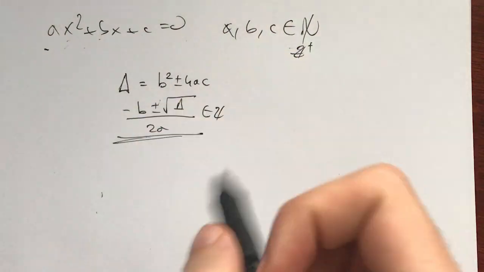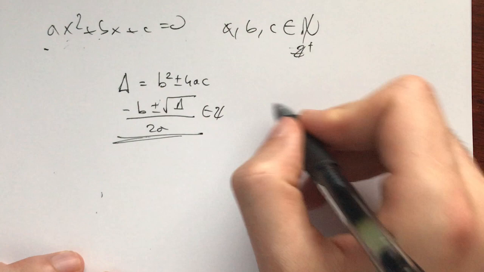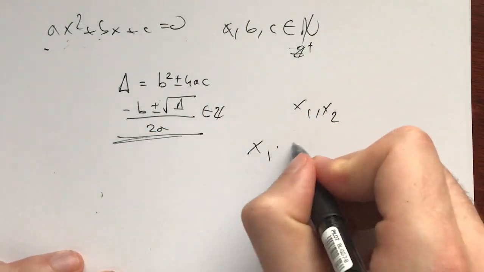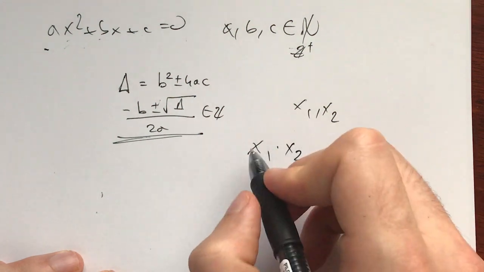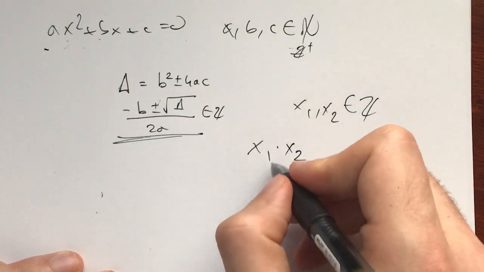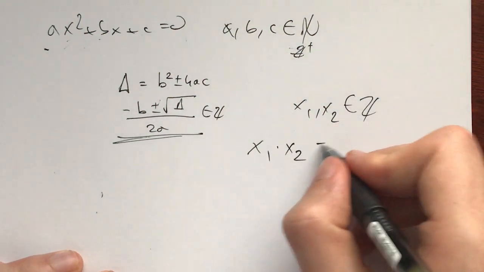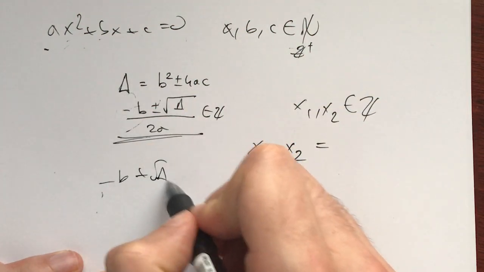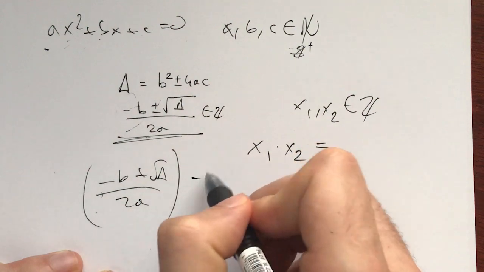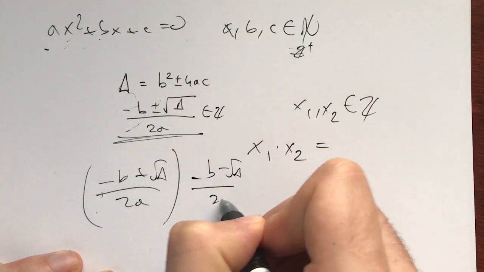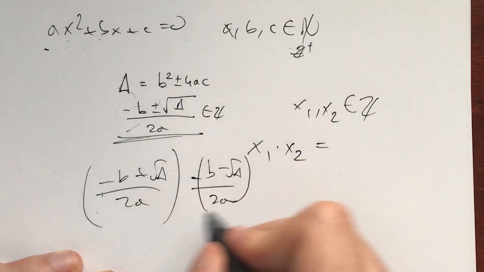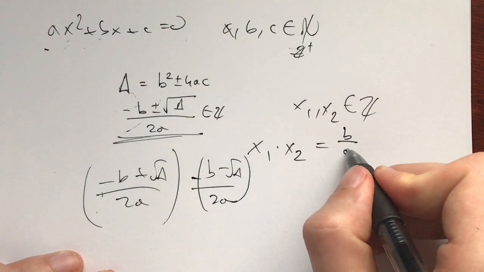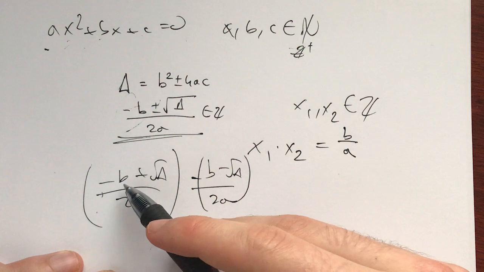Now the question is, can he choose a, b, c such that he wins? For me the first idea was, let's explore. The roots are going to be x1 and x2, and they need to be integers. When you multiply them together, you get minus b plus the square root of the discriminant over 2a, times minus b minus the square root of the discriminant over 2a. This is by Vieta's formulas.